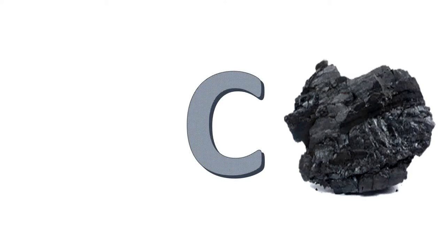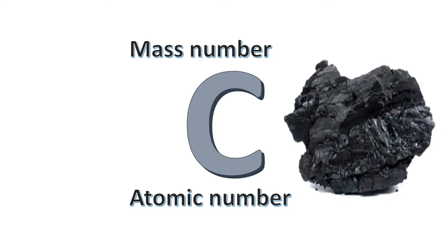This is a piece of charcoal, and charcoal is made of carbon. The chemical symbol for carbon is C. When we see the chemical symbol for carbon, we sometimes see some numbers written above it and below it. The top number is its mass number, and the bottom number is its atomic number. But what do these numbers mean?